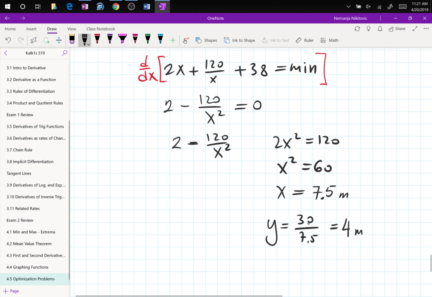Meters. So the pool is 7.5 by 4 meters, and that will guarantee the smallest combined area. Now when you take away the 30 meters squared for the pool that is set in stone, the rest is going to be the concrete area, and because it's minimum, you get to use the least amount of concrete, you get to save on the cost.